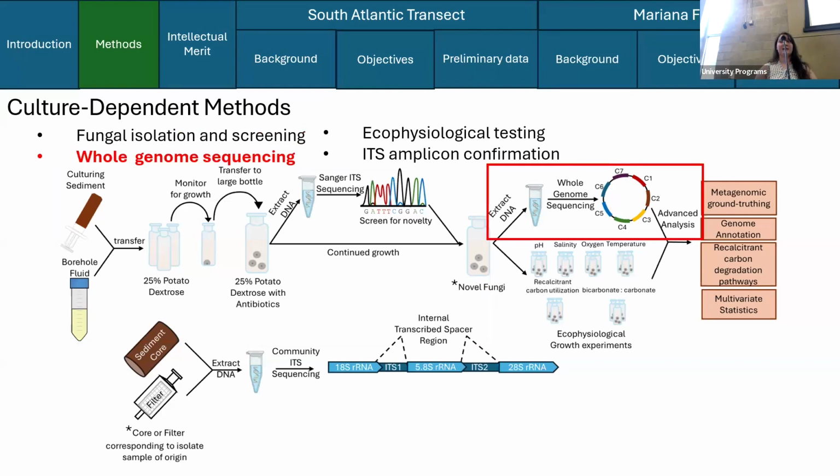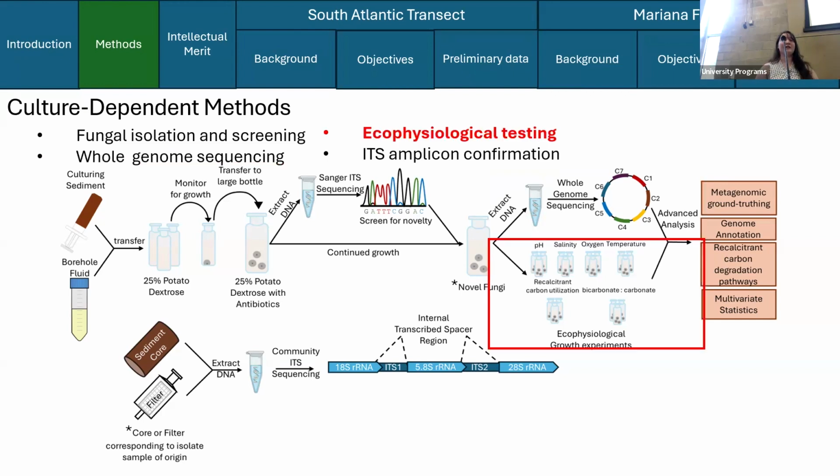So whole genome sequencing will allow us to see what a specific organism has the potential of doing in the environment. And then our ecophysiological testing will be able to tell us its growth tolerances at different pHs, salinity, oxygen levels, temperature, their ability to degrade recalcitrant carbon, and also growth at different carbonate and bicarbonate ratios.